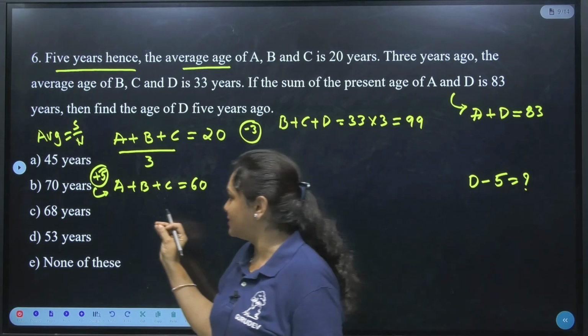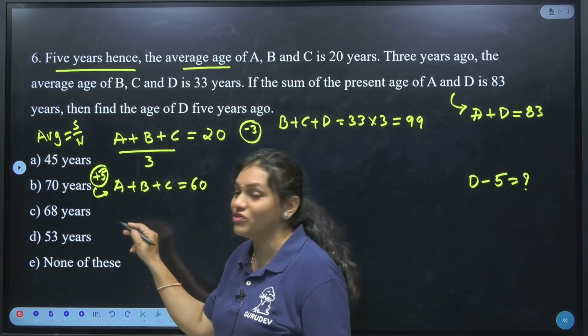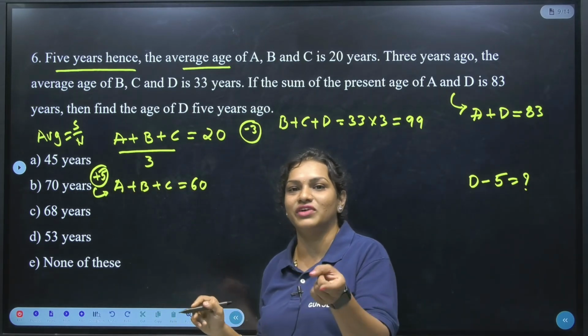Now see, guys, simple logic will tell you. Now listen. The sum of these 3 persons is given as 60 years, and it is 5 years hence.